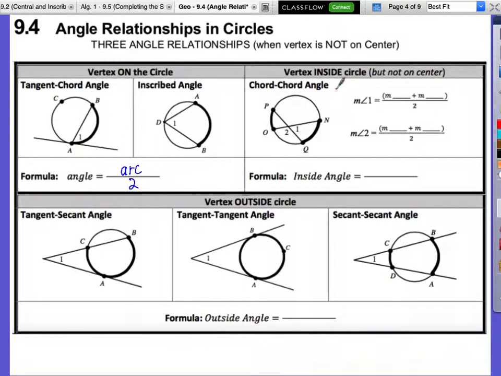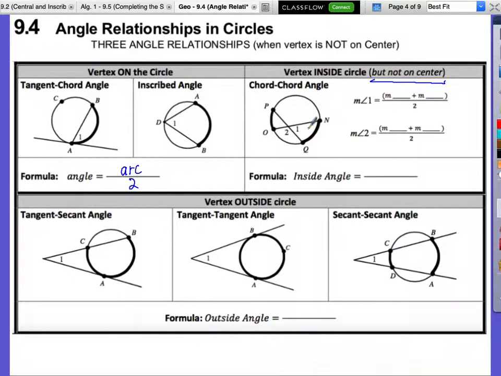Okay. The next one is where we have the vertex inside the circle, but it's not on the center. This one's new. This would be like if you have two chords intersecting. That's a good example, because the vertex is going to be in the circle, but not necessarily on the center. If it's on the center, then it's just the same as the arc.